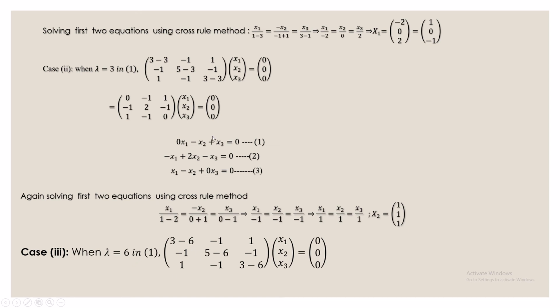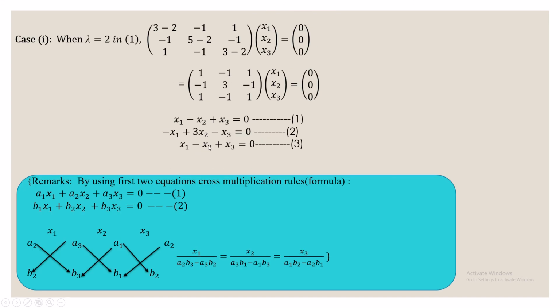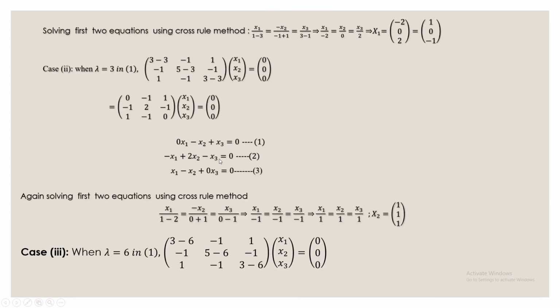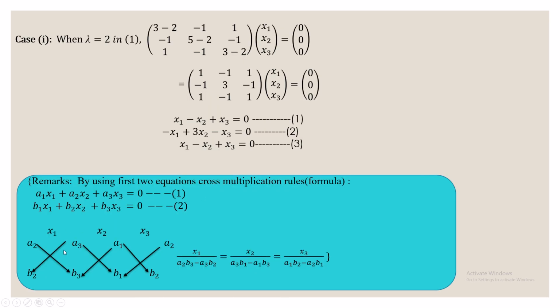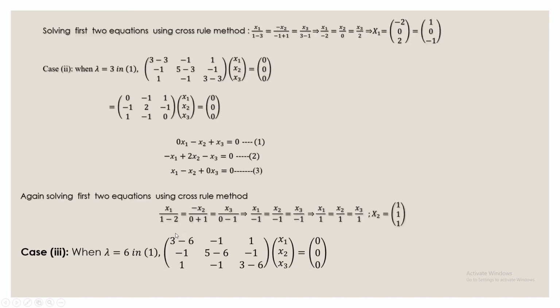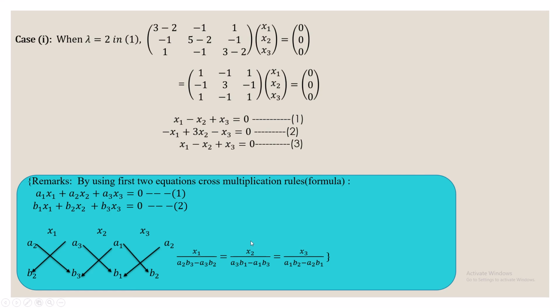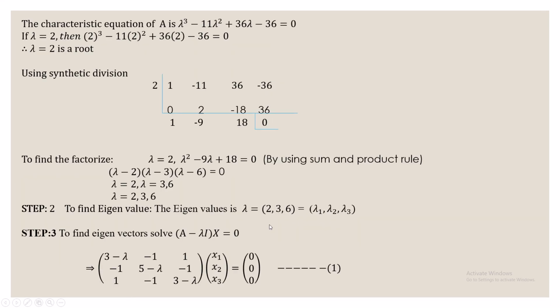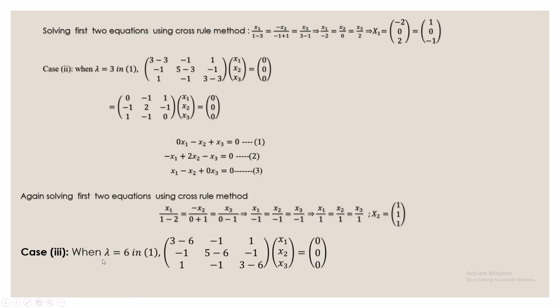Now substitute into the first equation and you will get a matrix. Then from the matrix multiplication you get the equations. Again solve the first two equations by using the cross multiplication method. With the help of this rule, you will get this value. Finally you get capital X2 equal to 1, 1, 1. Another one is lambda equal to 6, that is the third eigenvalue. The final one is case 3, lambda equal to 6.